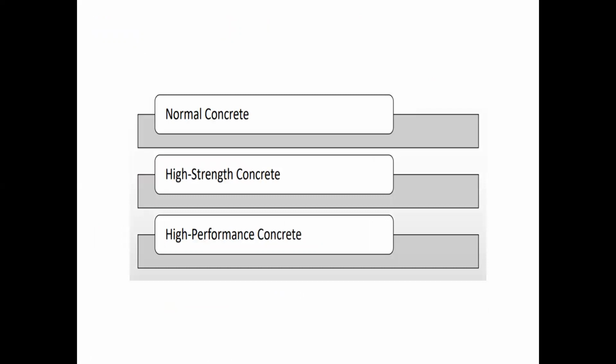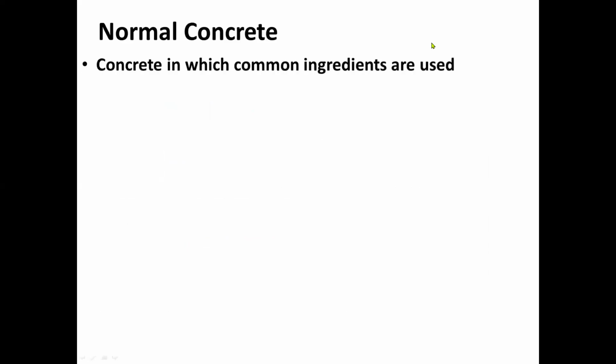Now, meron tayong iba't ibang klase ng konkreto. Ito na muna ang ating tatalakayin dahil maliban sa tatlong yan ay meron pa tayong iba't ibang klase ng konkreto. Basically, aralin muna natin ang ating tinatawag na normal concrete, high strength concrete, and high performance concrete. So ano nga ba ang kaibahan ng tatlong yan? Magsimula tayo sa normal concrete.